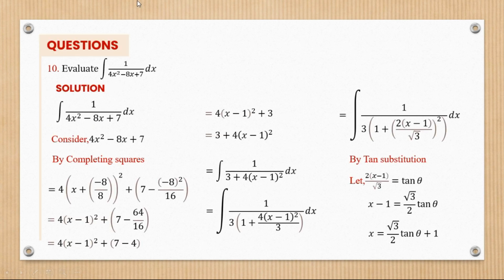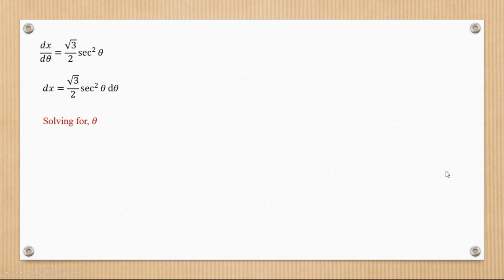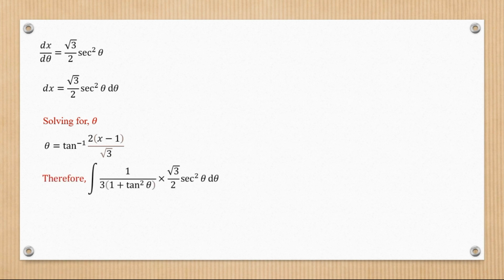Now solving for theta, we can clearly remember that theta shall be equal to tan inverse of this value right there. So that means theta is tan inverse of 2 into (x minus 1) over root of 3. So therefore our integral becomes 1 over 3 into (1 plus tan squared theta) times root of 3 over 2 sec squared theta d theta. Now I can already clearly see that 1 plus tan squared theta is the same as sec squared theta. Now 3 times 2 is 6, so I'll have root of 3 over 6 being pulled out of the integral, into sec squared theta over sec squared theta, which is 1. So I have root of 3 over 6 into the integral of 1, which is theta.